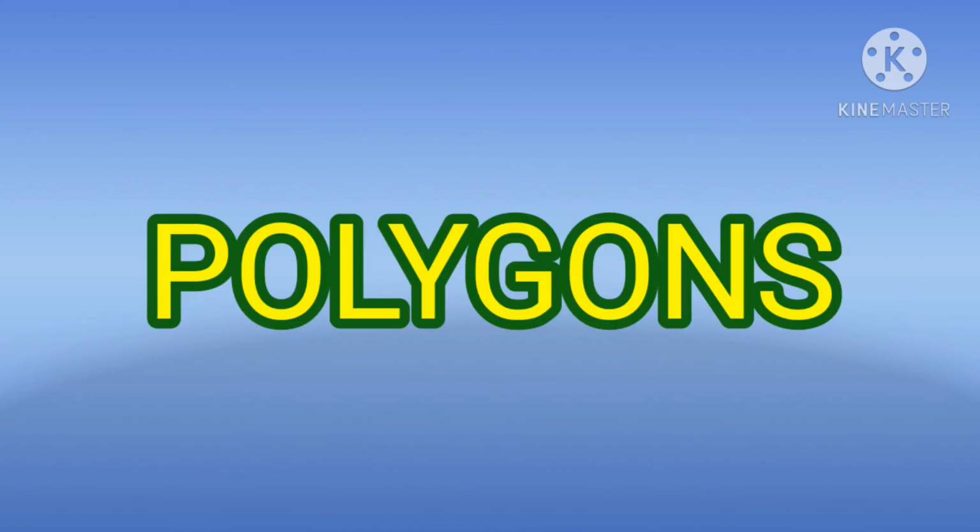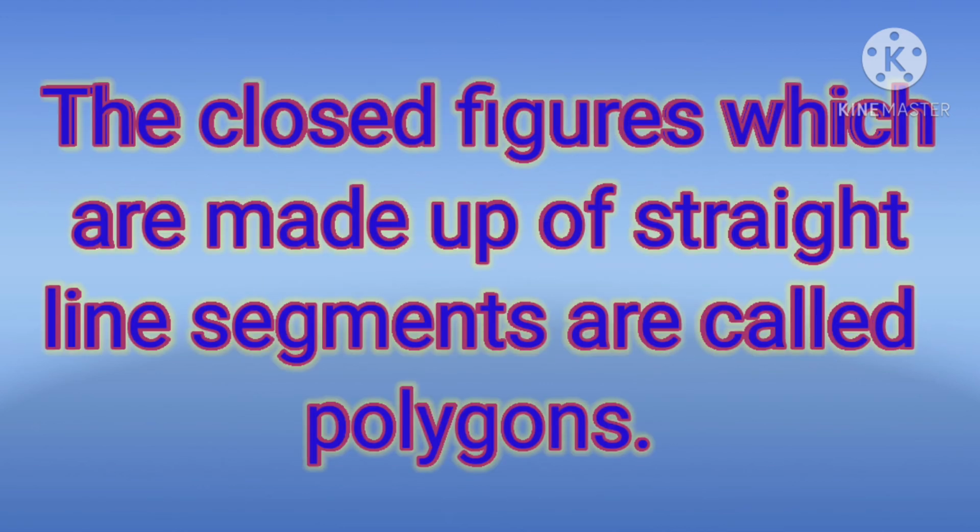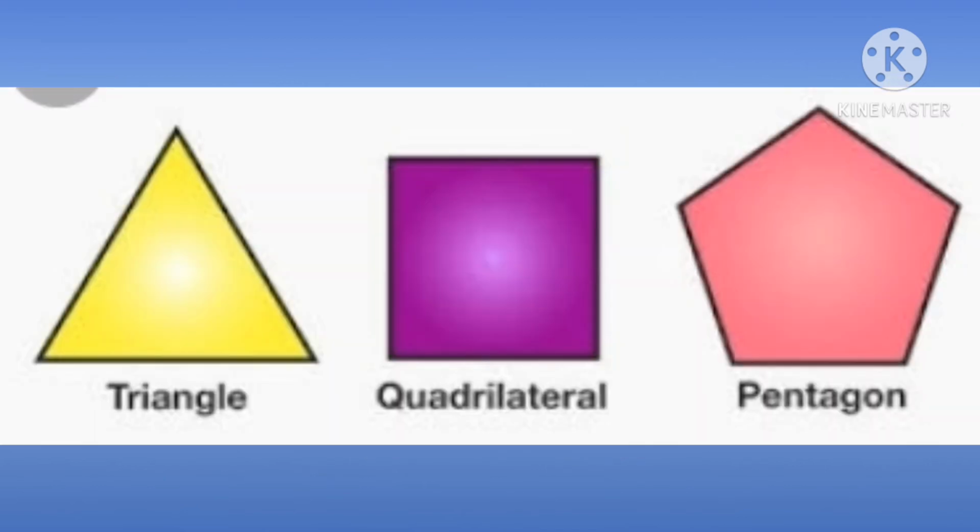Now, let us learn about polygons. What are polygons? The closed figures which are made up of straight line segments are called polygons. Polygons with different numbers of sides have different names. For example, a polygon with 3 sides is called a triangle. A polygon with 4 sides is called a quadrilateral. And a polygon with 5 sides is called a pentagon.